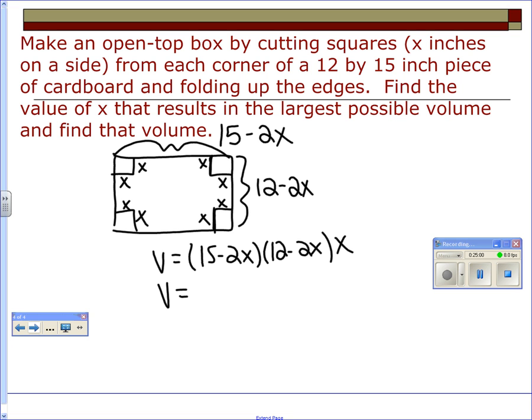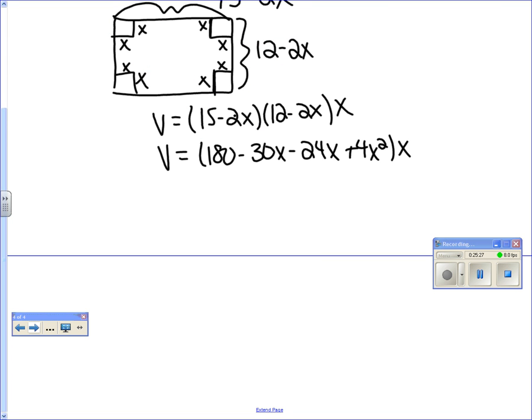So now we have to multiply it out. 15 times 12. 15 times negative 2x. 2 times 12. And then plus 4x squared. Does that make sense? If you can go from here to this step before without writing it down, that's fine.